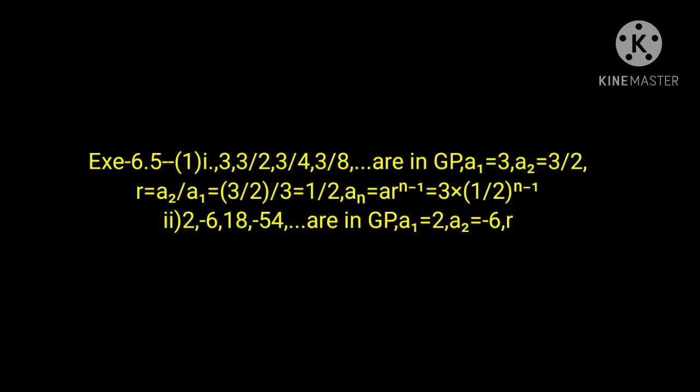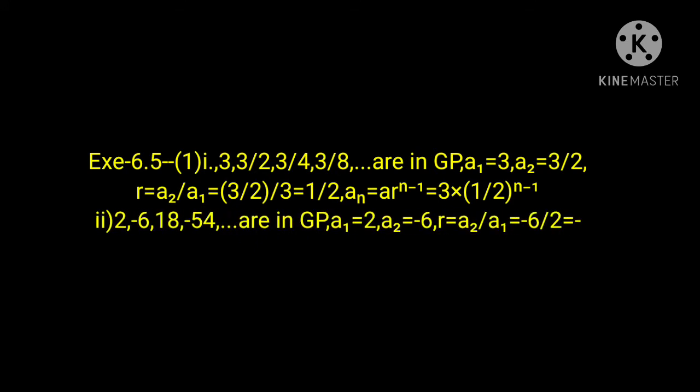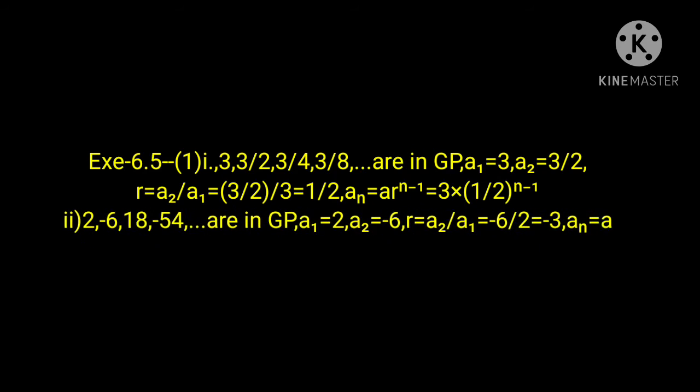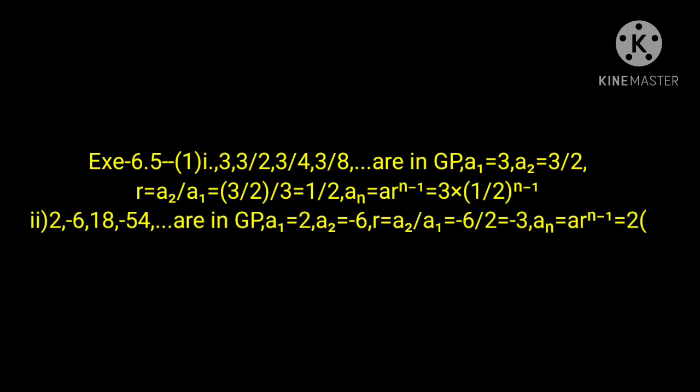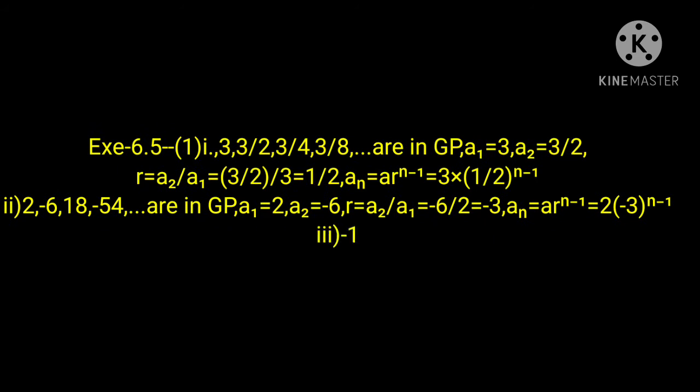Second question: 2, minus 6, 18, minus 54 are in GP. First term a1 is equal to 2 and second term a2 is equal to minus 6, and common ratio r is equal to a2 by a1, that is equal to minus 6 by 2 is equal to minus 3. An is equal to a into r to the power of n minus 1. A is 2 and r is minus 3, power n minus 1. That is the answer.